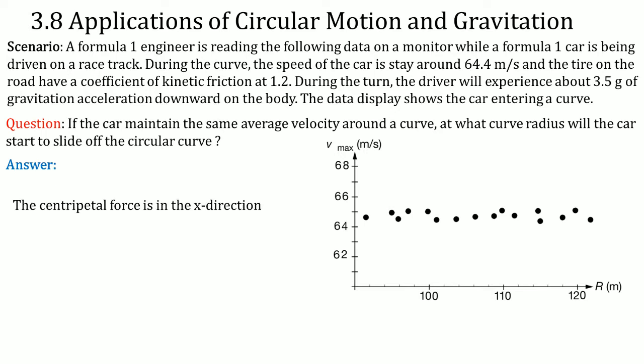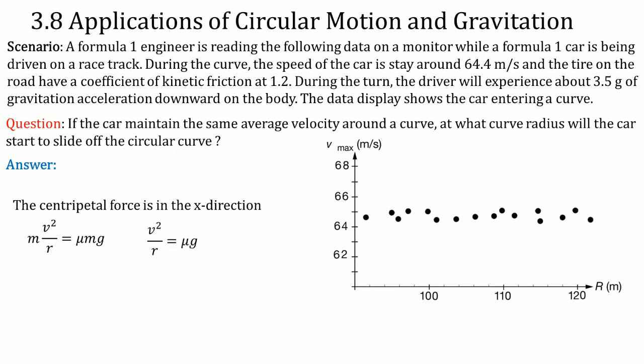Here's the answer. We first have to take a look at the centripetal force in the x direction. Here, the summation of your centripetal force is equal to the force of friction. It is what is keeping the car on the circular path. The centripetal force Fc can be written as mv squared over r. Force of friction can be seen as mu mg.